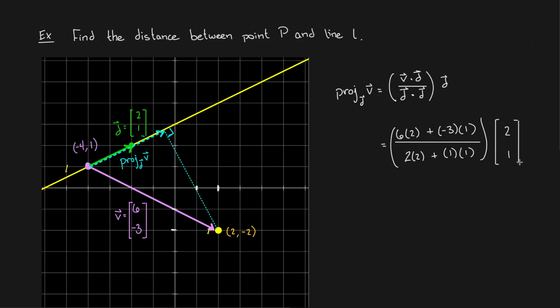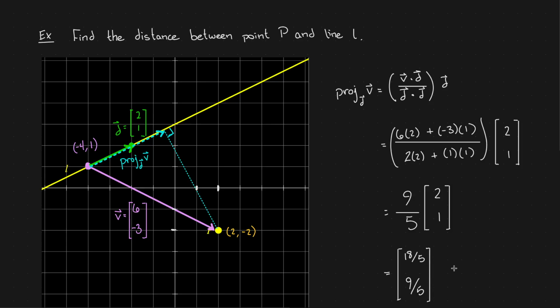2, 1. So in the numerator, 6 times 2 is 12, plus negative 3, that's what, 9? The denominator, 2 times 2 is 4, plus 1 is 5. So I get 9/5 times vector 2, 1. So that gives me 18/5, 9/5.